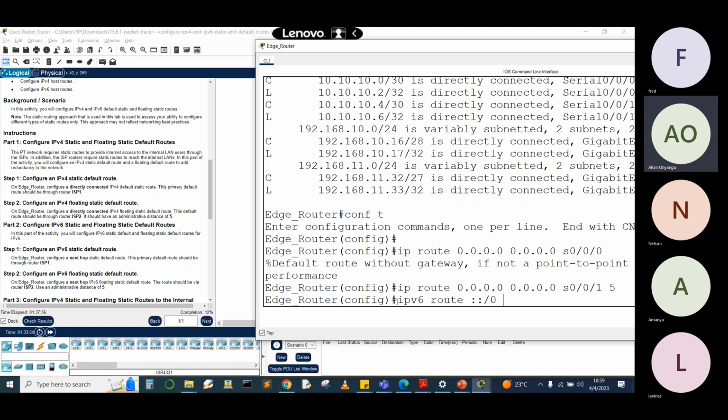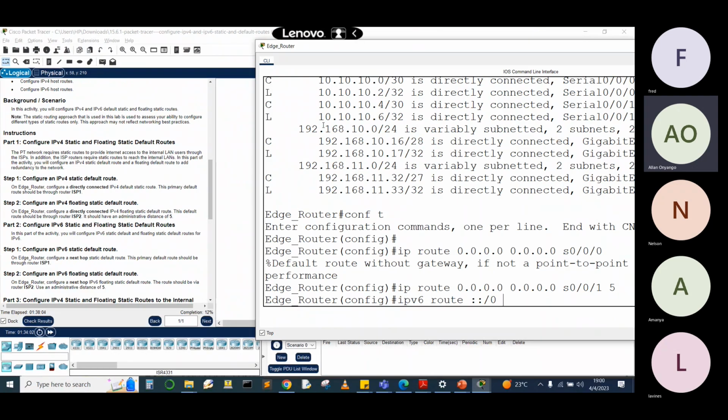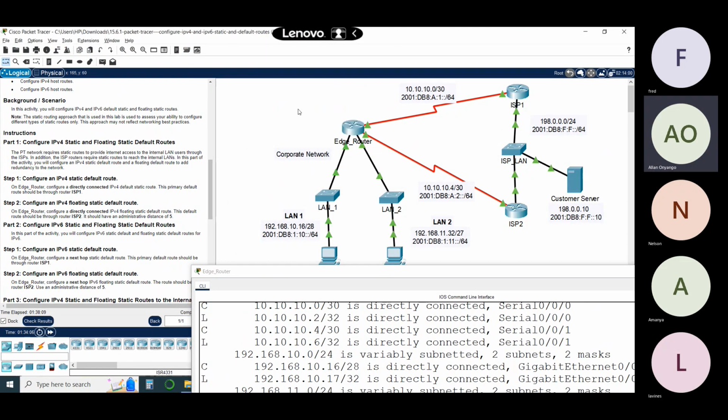That one is constant. Now, since we are being told to use the next hop IP passing through ISP1, this is what we need to do. We know that on the edge router passing through ISP1, we need to know the next hop IP because we're doing a next hop static route. What is the next hop IP address?